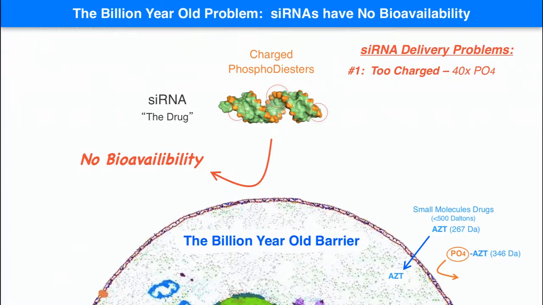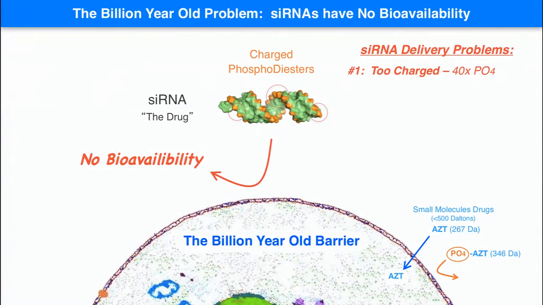AZT is not a great drug because it doesn't go in with a single phosphate called the alpha phosphate. If you put that alpha phosphate on AZT, it's still under 500 Daltons. And a Dalton is a molecular weight. It's essentially the equivalent of a hydrogen. And it's just like weighing yourself by pounds. It allows us to compare one molecule to another. So if you put a phosphate on there, a single phosphate, which is negatively charged, it has absolutely no bioavailability.